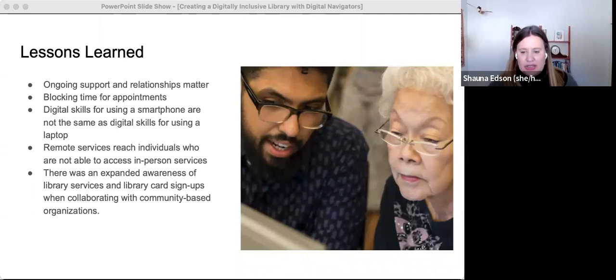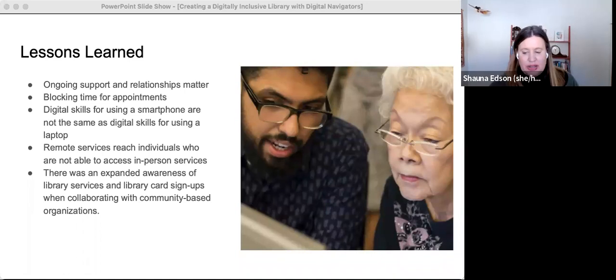Digital navigators, because they are trusted in their community, people feel comfortable reaching out from a vulnerable place for help and will come back with additional inquiries if they feel supported. But that support piece and trust is so important.